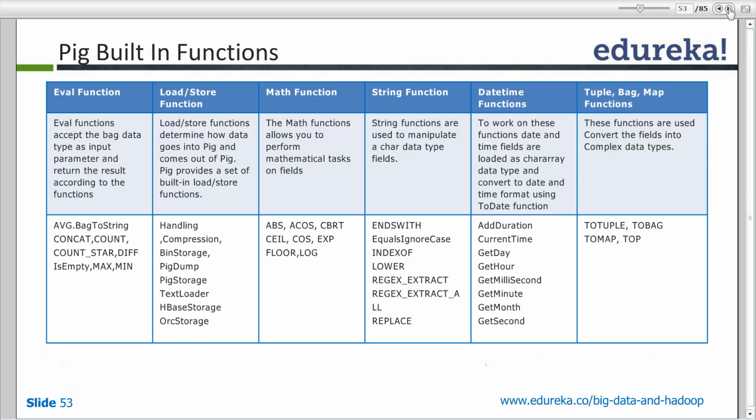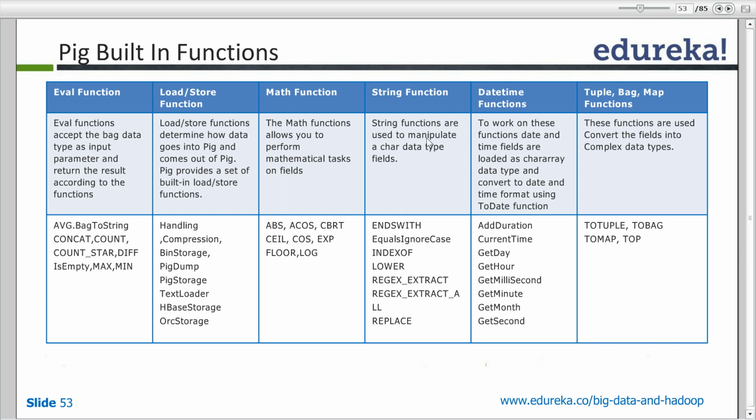Right, so the list is very huge. You have eval functions, just as an example: average, bag to string, concatenate. You can count, count star, difference, is empty, min, max. So all of these. Okay, you have absolute, floor, and other mathematical functions. You have all of these.